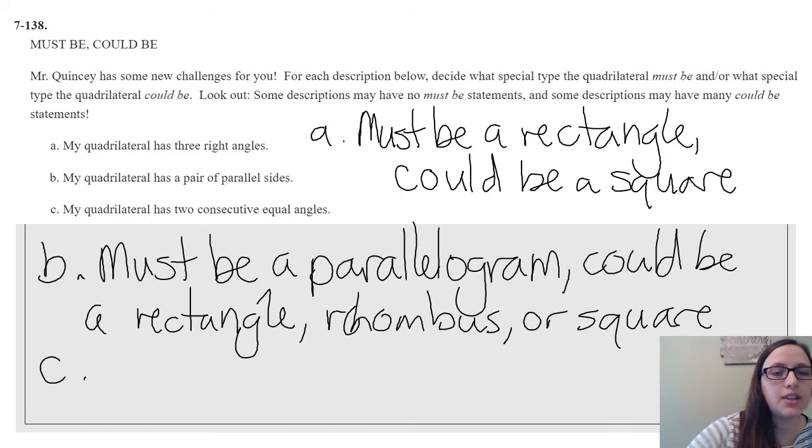All right, and then part C, my quadrilateral has 2 consecutive equal angles. Consecutive means that they're side by side, not opposite. So it's not going to be a parallelogram because those equal angles are opposite of each other. But it could be a rectangle, could be a square. An isosceles trapezoid has 2 equal angles next to each other, those base angles, and so does any right trapezoid. Since those don't really fall into the same category, not all isosceles trapezoids are right trapezoids, there is no must be for part C, there's only could be's.